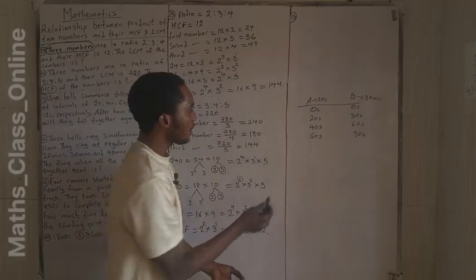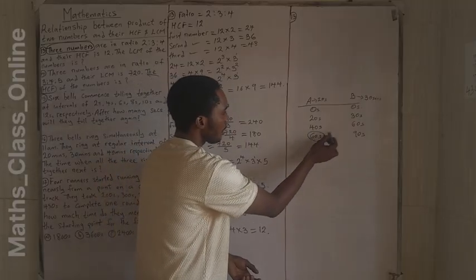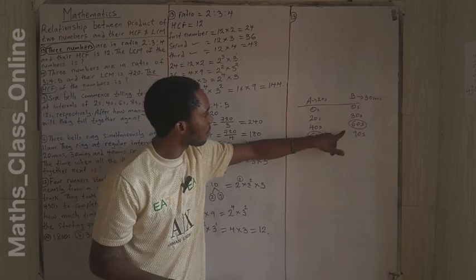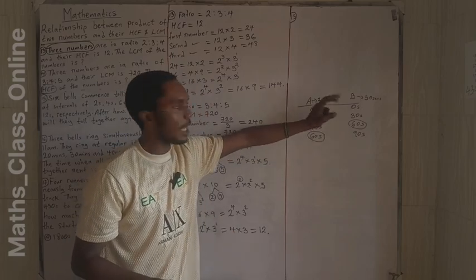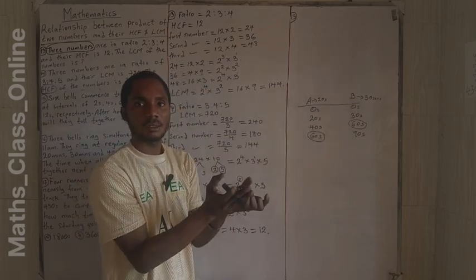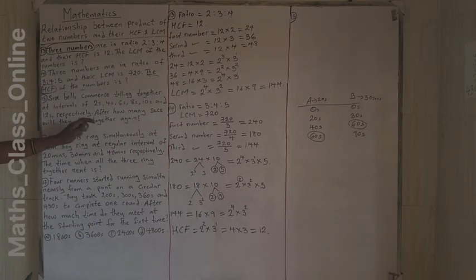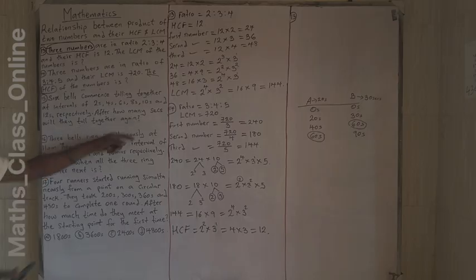You can see that we have 60 seconds here. We have 60 seconds here too. That means at this time, both alarm A and alarm B will ring together at the same time. That is what we are trying to do here. That's what this question is asking us here. After how many seconds will they toll together again?